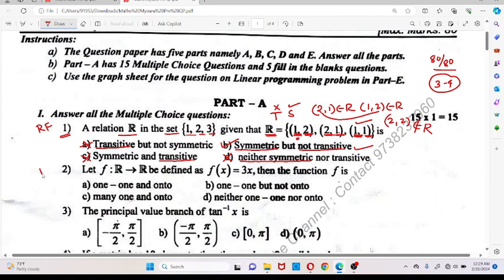And the next question again from the same chapter, relations and functions, but this question is based on function. Here the function f is defined from real numbers to real numbers, and f of x is equal to 3x. Since f of x equal to 3x is a polynomial function, as I told you, all the polynomial functions are definitely one-one.